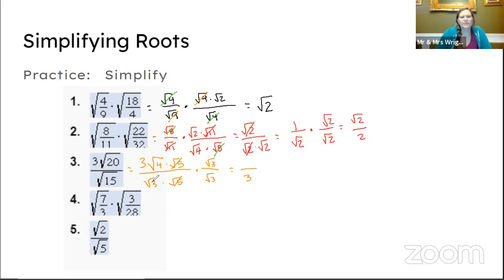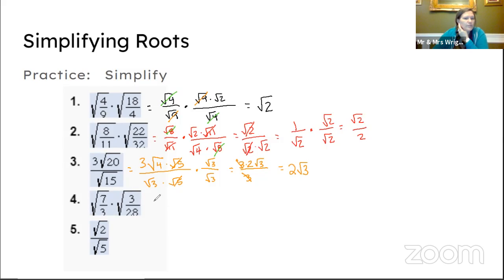And my numerator is 3 times square root of 4 times square root of 3 is, well, let's look at that. 4 square root of 4. I can actually go ahead and complete that. Square root of 4 is 2 times square root of 3. Now, is there anything else that we can simplify in this problem? Well, there is. We can get rid of 3 over 3. So my final answer is 2 square root of 3.